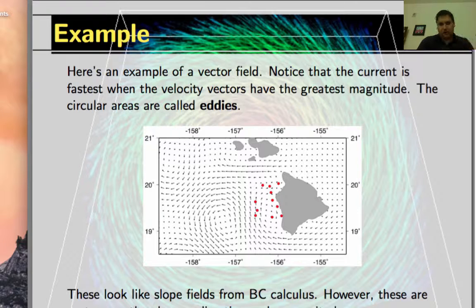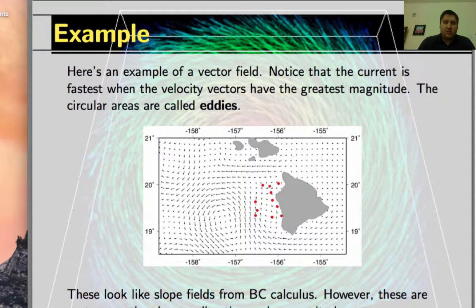Okay, so very quickly, here's a nice example of a vector field that I found. It's out near Hawaii, which I love. You got the big island there. I don't know what all these red dots mean, but doesn't matter. But this is the idea. This is what a vector field looks like, and it should look very familiar to you if you talked about slope fields at all in BC calculus or maybe even AB calculus.